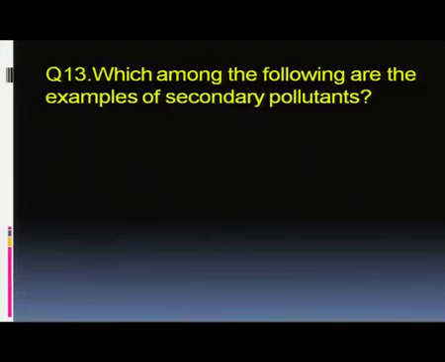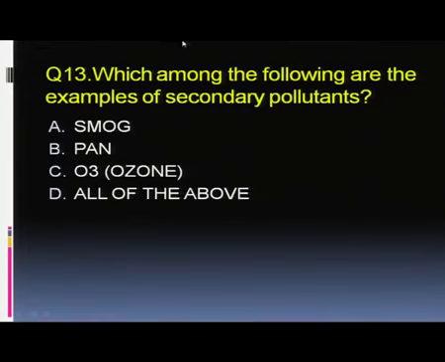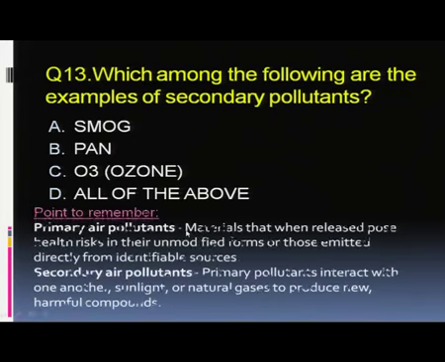These pollutants can be divided into two types. Number one is primary pollutant and the other is the secondary pollutant. In this question you have to identify the secondary pollutants. The options are A smog, B PAN, peroxyacetyl nitrate, C is ozone and D all of the above. So, you should remember what we mean by primary pollutant and what we mean by secondary pollutant in this question.